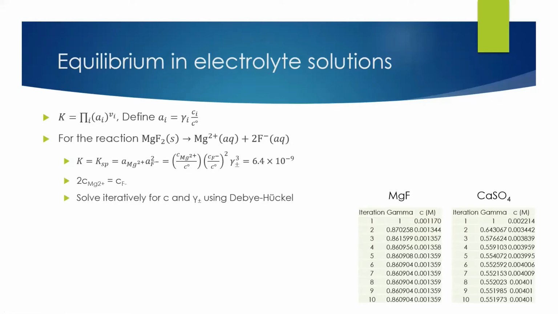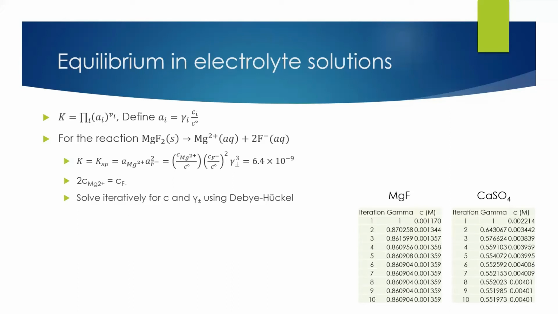And so with this, we have one equation and two unknowns, and you might think that we're stuck and can't solve this. But what we can actually do is use an iterative approach that's represented here. So we can start by assuming an activity coefficient of 1, and then we would have 4X cubed is equal to this number here, and we can pretty easily solve that. So we divide by 4 and take the cube root, and that predicts that the concentration of the magnesium is equal to, say, 1.170 millimolar. And then we can multiply that by 2 to get the concentration of fluoride ion.